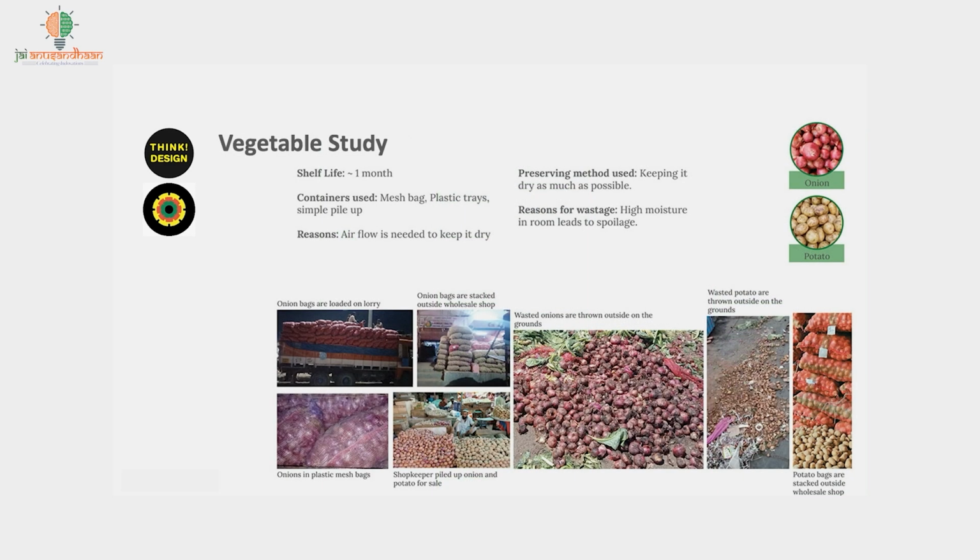If you look at the vegetable study, different vegetables were studied to see what the shelf life is, what containers are presently used, and what the probable reasons are that they go bad very fast. What preservation method is presently used, and what is the reason for wastage. These were the many factors studied for each and every vegetable. It was quite a deep study, you can see it here.